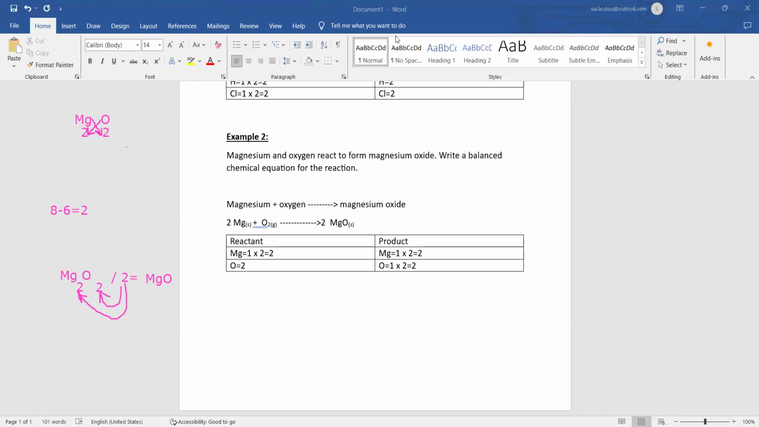Kyle, we don't write the ones because the 1 is understood. If we didn't have the element there, we would not have written it in. So the 1 is understood. We don't have to write Mg1O1. We write MgO.